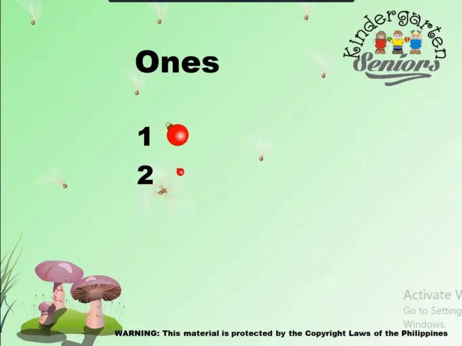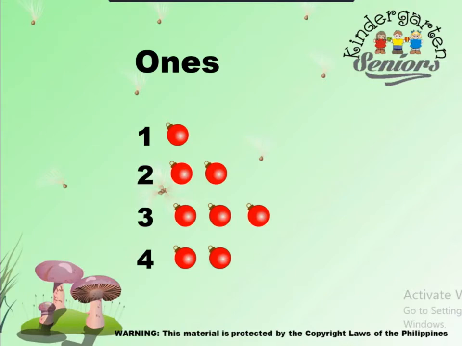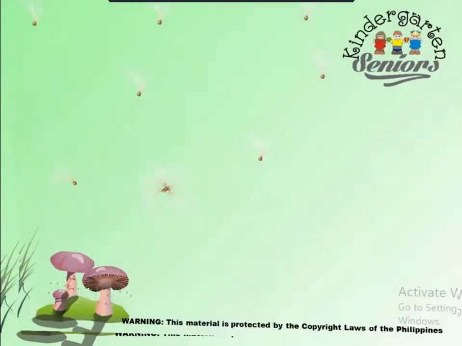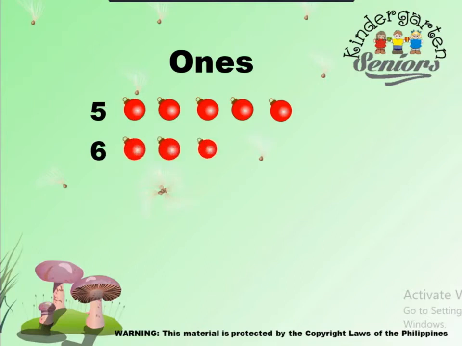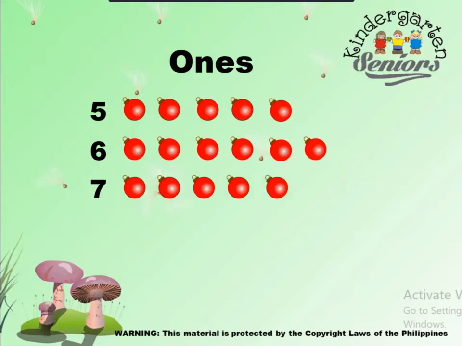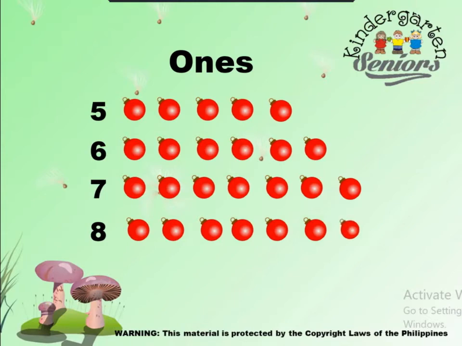Two, we have two balls. Three, one, two, three balls. Four, we have one, two, three, four balls. Then we have, okay, next, five. So you have five balls. Six, you have one, two, three, four, five, six balls. Seven, you have one, two, three, four, five, six, seven balls. Eight, one, two, three, four, five, six, seven, eight.